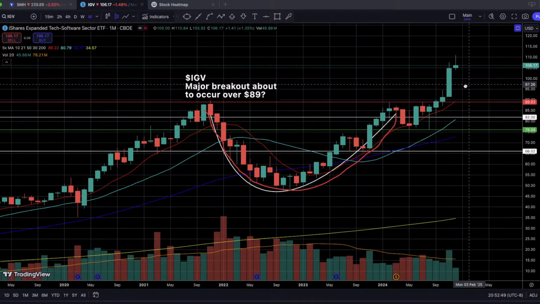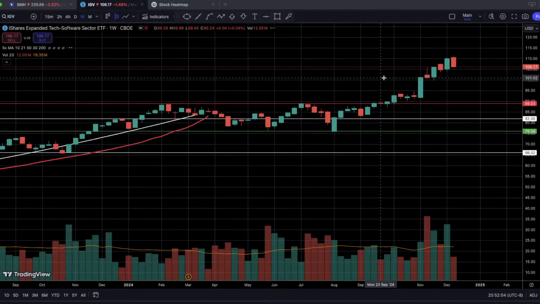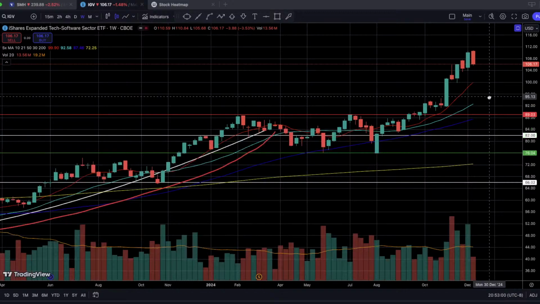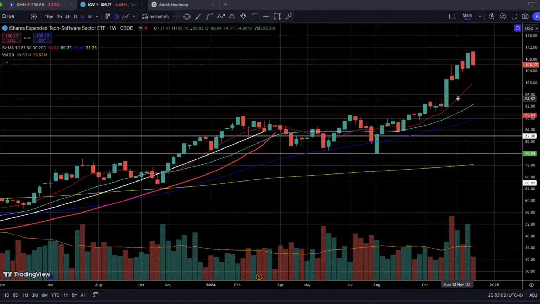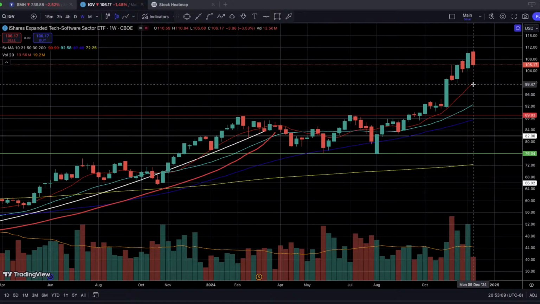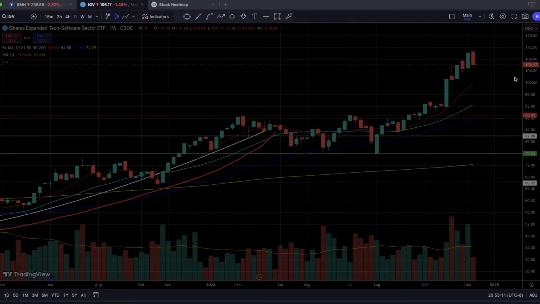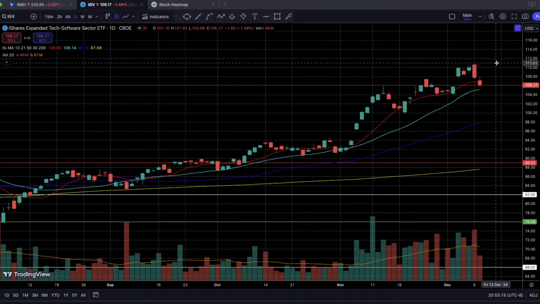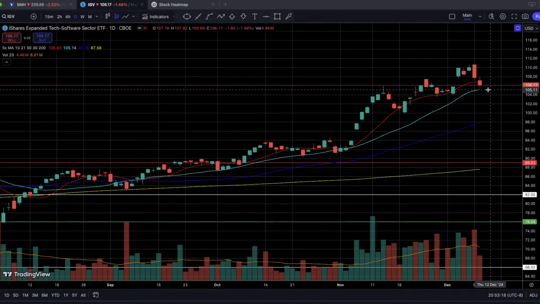If I just go to the weekly time frame as well for IGV, this is the tech software ETF, if you guys didn't know, it just seems like it wants to allow the daily and the weekly SMAs, the short-term SMAs specifically, to catch up, right? So the weekly 10 SMA is catching up, and on the daily, I believe the daily 21 SMA. Oh yeah, so today it has finally caught up to the price. So tomorrow I'm expecting a full retest of the daily 21 SMA.